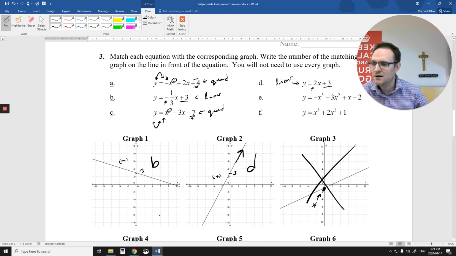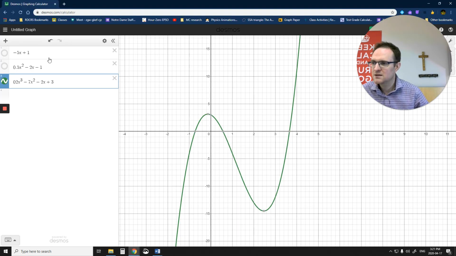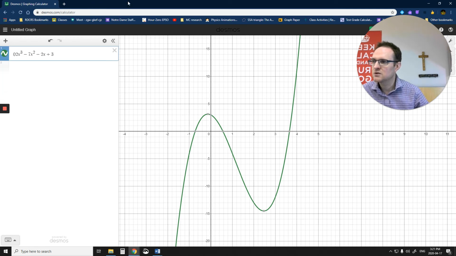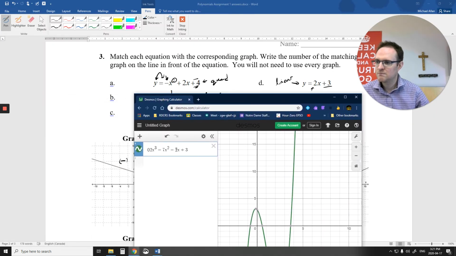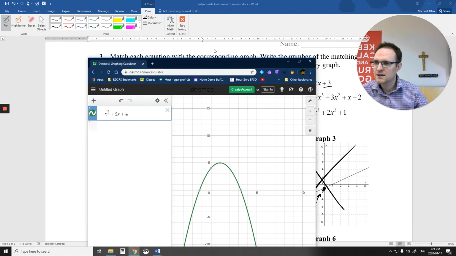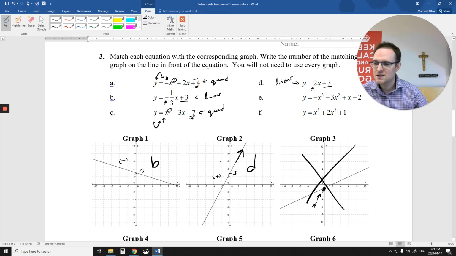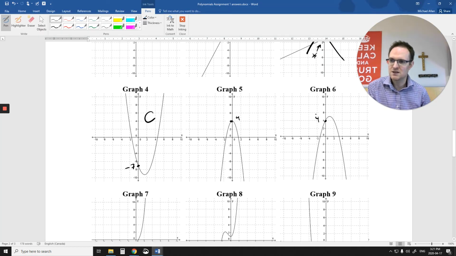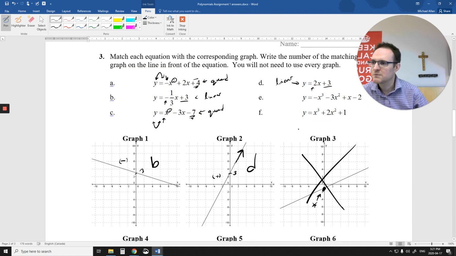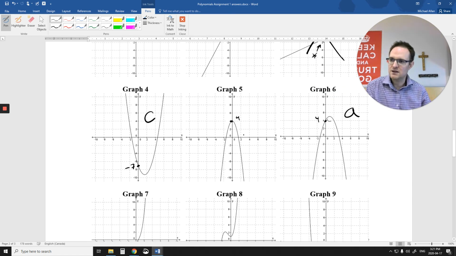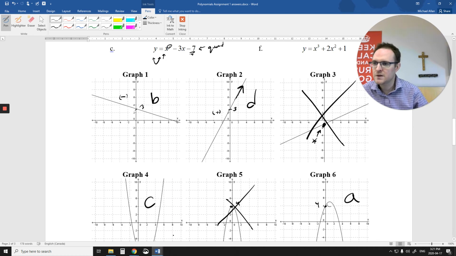So what I could do with that now, just the last little bit here, is plug that into Desmos. So I'm going to go negative x squared plus 2x plus 4. Kind of see that it's slightly off to the side here. So the vertex, the top of this graph, is at 1, 5. So let's see what graph that is. Yeah, it looks like it's going to be this one here. Which one am I? That's A. So I can cross this one off. So you have B, D, C.